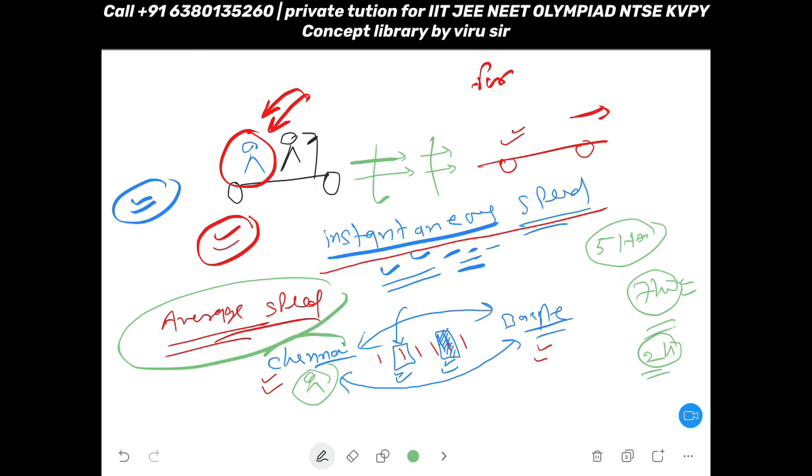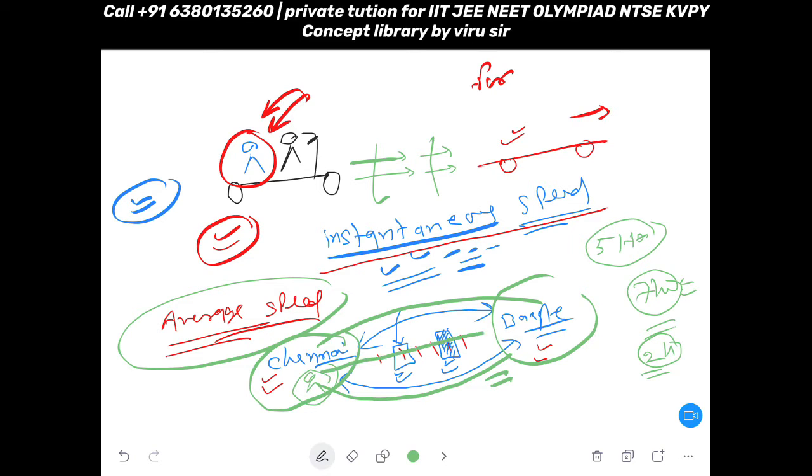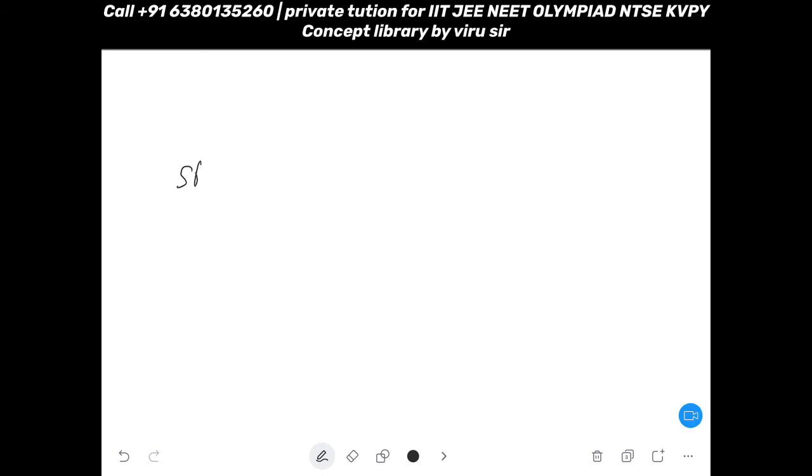Average speed means, from one point to another point, when you reach, how much total distance you have covered, and in how much time you covered that distance. So distance by time, if you do that, that will be your average speed. I will repeat again. Whenever you talk about speed, you have to talk about two types of speed. One is called instantaneous speed, and one is called average speed.